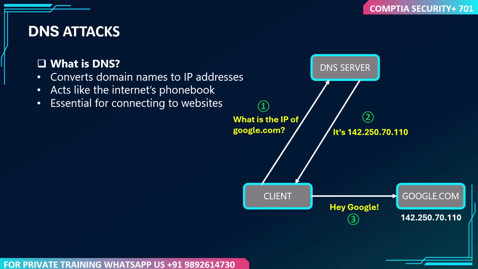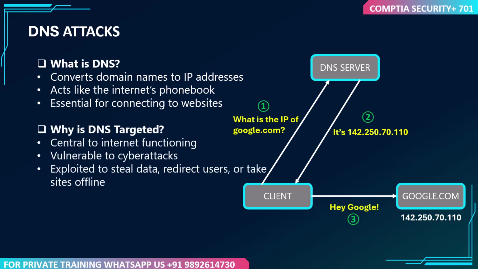DNS, or Domain Name System, works like the internet's phone book. It helps your computer look up the correct IP address that matches the name you typed in. So when you type in google.com, DNS quickly finds the actual IP address of Google's servers and connects you there.